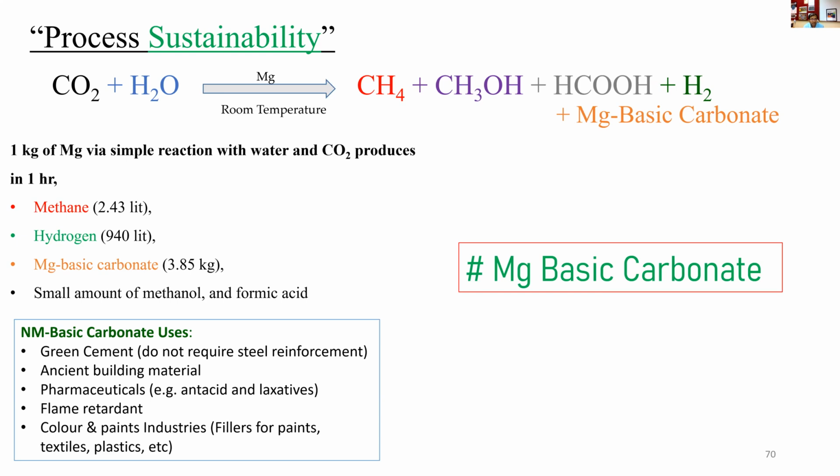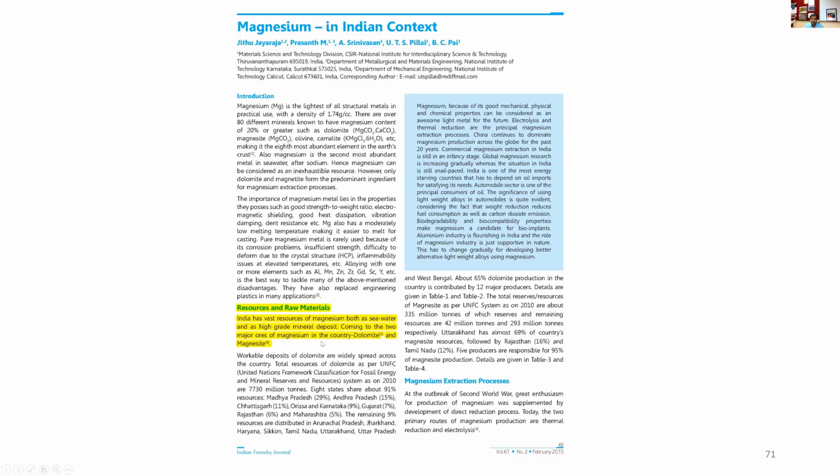However, how do I solve the sustainability issue? The magnesium basic carbonate itself has lots of use. It can be used as a green cement, as a pharmaceutical, a flame retardant, a large number of applications. So even if the process is non-catalytic, because of the use of magnesium basic carbonate, the process could be sustainable. Right, and at least in India, we have a huge amount of magnesium ores, and we don't need to really depend on some other country to produce the magnesium for us.